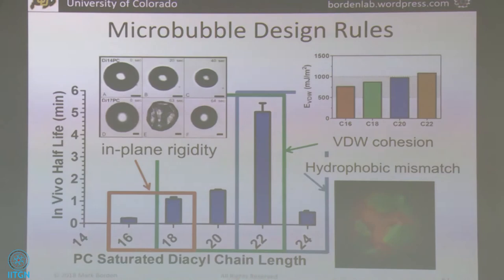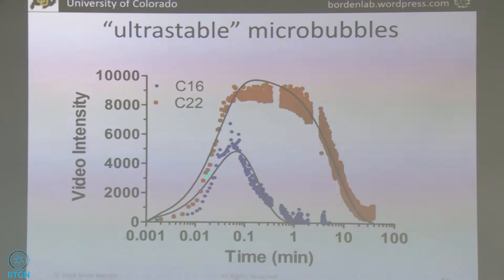Just to give you a sense, this is the video intensity as a function of time. Now, time is on a log scale for C16 versus C22. And you're getting much better persistence and area under the curve for C22. Bubbles are the same size, but the shell is different, it's stiffer, and you're getting much better circulation.